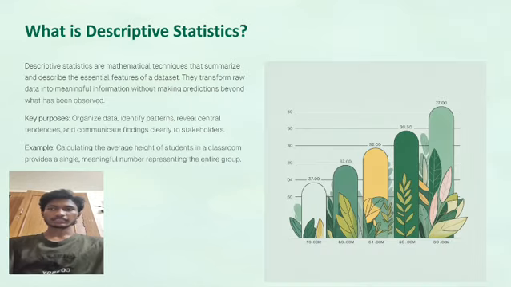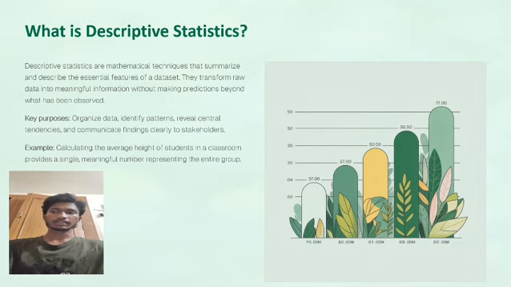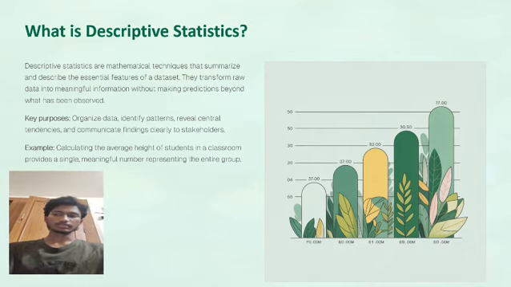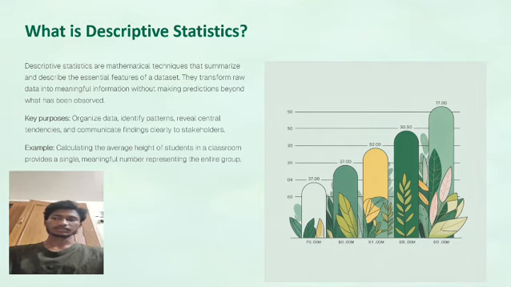What is descriptive statistics? Descriptive statistics are mathematical techniques that summarize and describe the essential features of datasets. They transform raw data into meaningful information without making predictions beyond what was observed. Key purposes: organize data, identify patterns, reveal central tendencies, and communicate findings with clarity to stakeholders. Example: calculating the average height of students in a classroom, providing a single meaningful number representing the entire group.